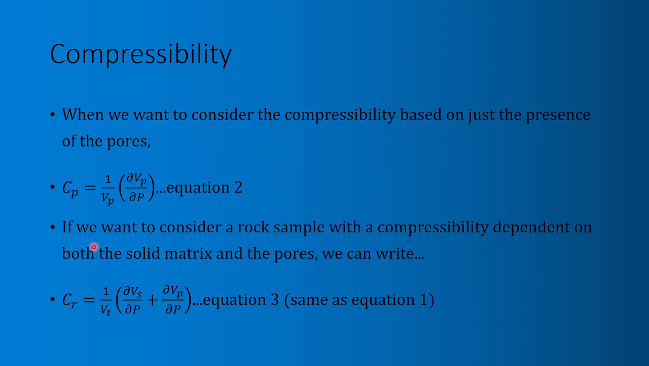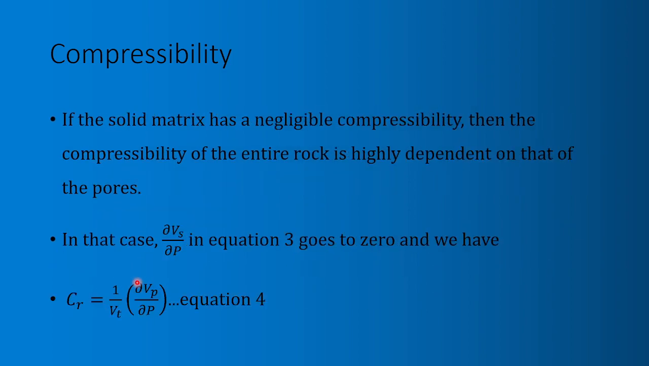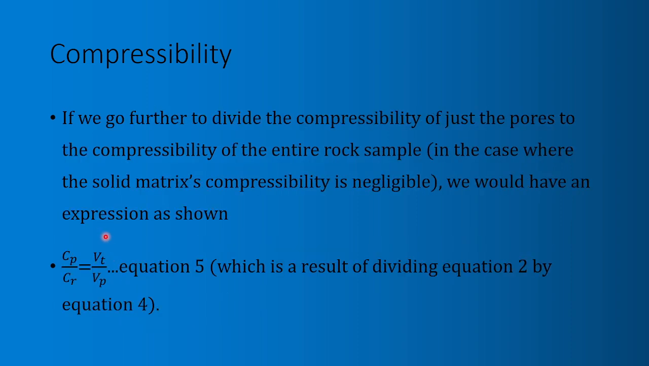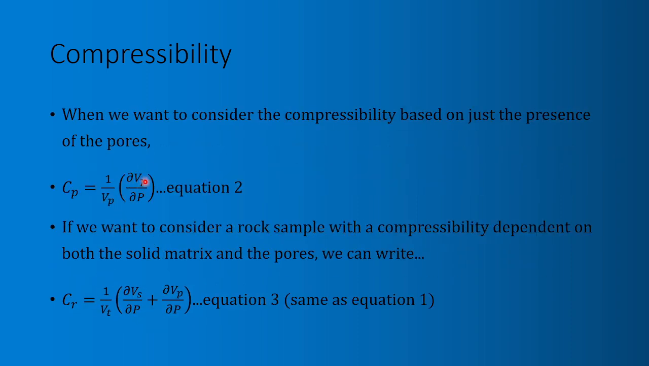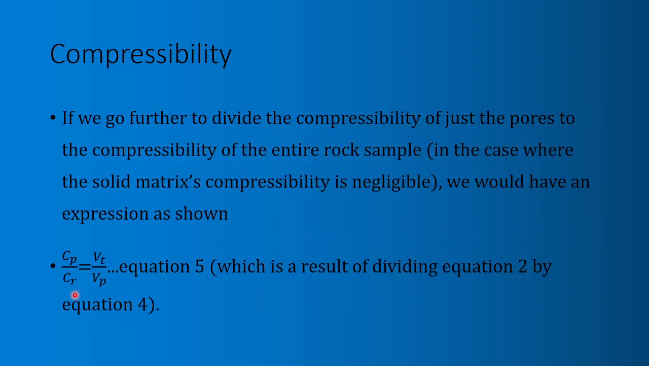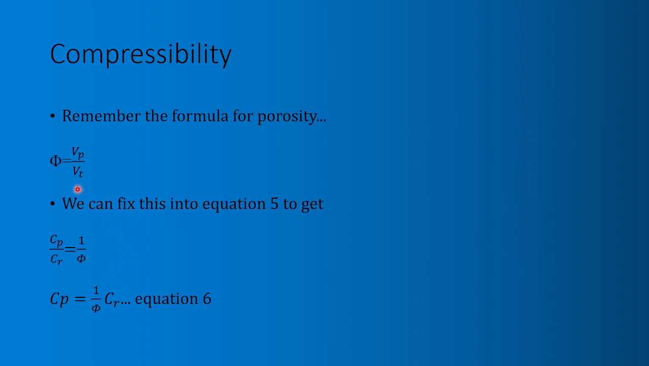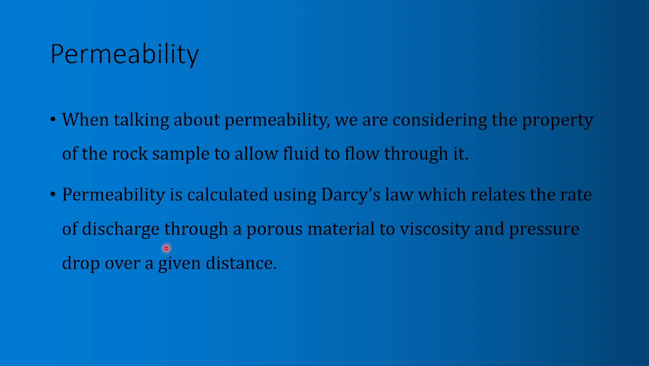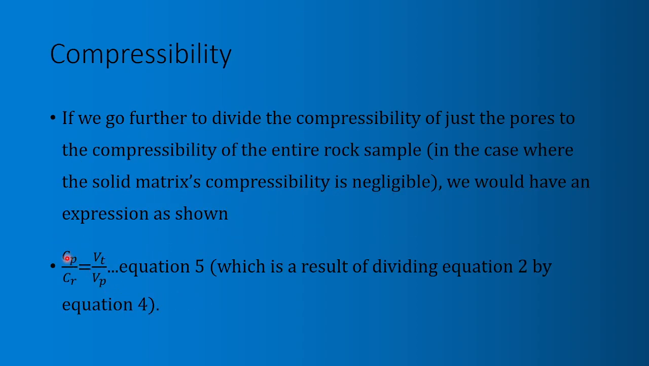So as we said, it's just equation 2 divided by equation 4, and we see that del Vp del P is the same for both of them, so they cancel out, so that we end up with Cp over Cr to be equal to Vt over Vp. Now remember that for porosity, we said that it's equal to the volume of pores over the total volume. And from equation 5, we said Cp over Cr is Vt over Vp.